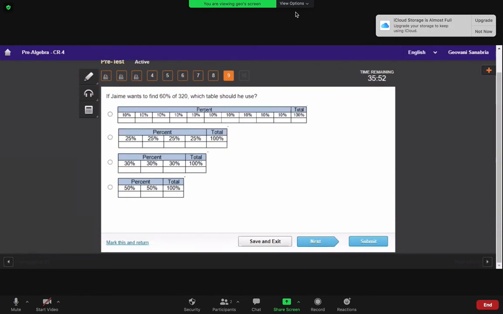Okay. If Jamie, I feel like this one would be like how they show you in the video. Yeah. Do it the same way that they showed. If Jamie wants to find 60% of 320, which table should he use? This one, I wouldn't know. Okay, so this is a guess.